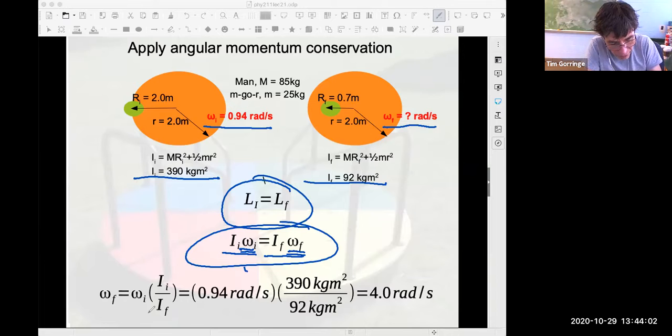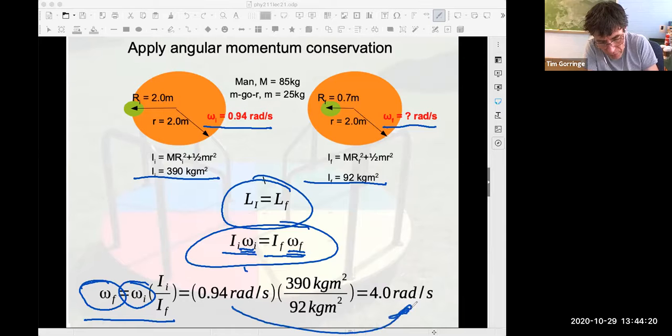So I can go ahead and rearrange this equation for the final angular speed in terms of the initial angular speed and the ratio, the fraction by which the moments of inertia have changed. And we see that as the moment of inertia goes down, and it went down by roughly a factor of 4, the speed went up by roughly a factor of 4. So the man and the merry-go-round are now rotating about 4 times faster because the moment of inertia is now about 4 times smaller. And that's how Natalie got the world record, and that's how I failed to get the world record.